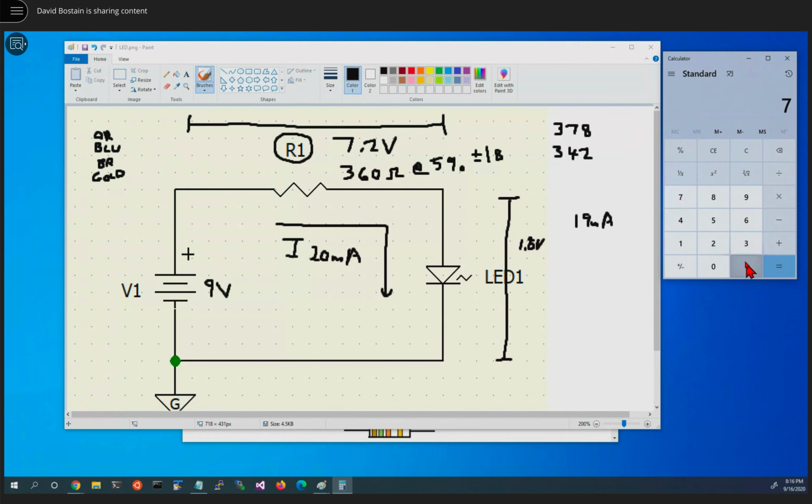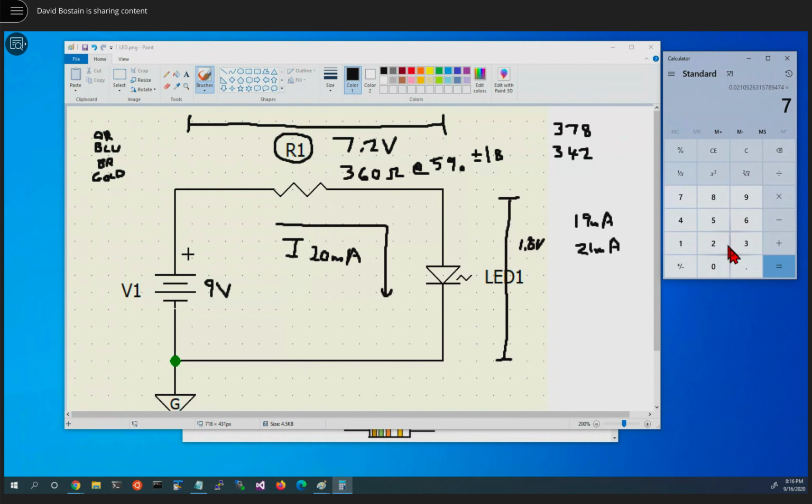Let's take 7.2 divided by 342. We get 21 milliamps, okay? That sounds safe. It's in the Goldilocks zone there. Now, because that's the smaller resistor, that's the highest current, we need to take this number and multiply it times the voltage to get our power.